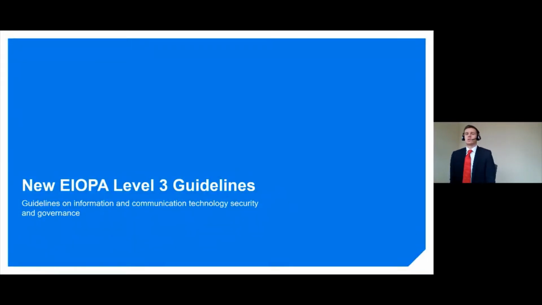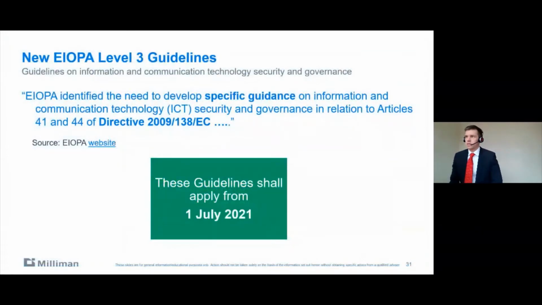The other item I mentioned was the new EIOPA Level 3 guidelines. These are centered around the topic of information, communication, technology, security, and governance. The Level 3 guidelines sit in that Pillar 2 space. EIOPA have said that information and communication technology is obviously an important sector and topic for companies, and they've tried to wrap it underneath Articles 41 to 44 of the Solvency II directive. Again, that's the risk management and governance sections of the directive, so it's tied in underneath there.